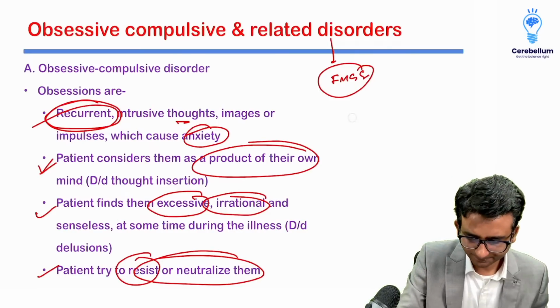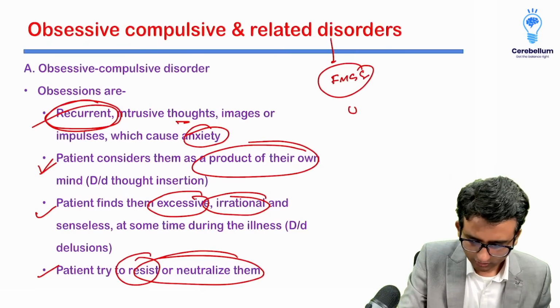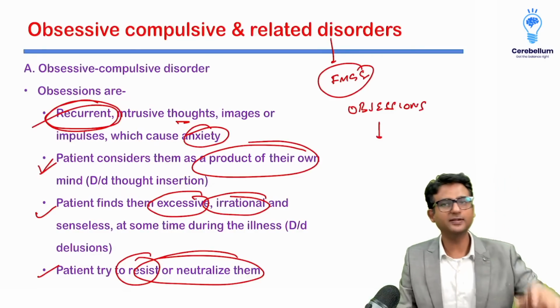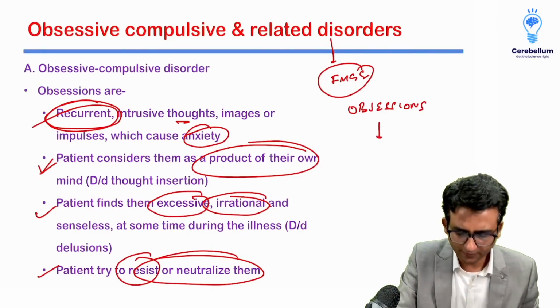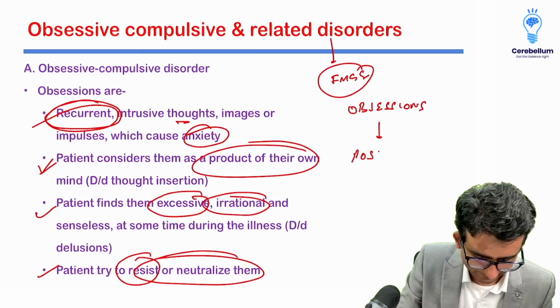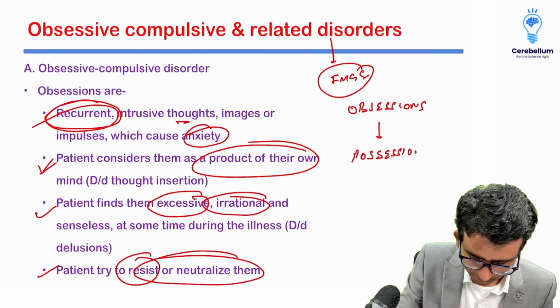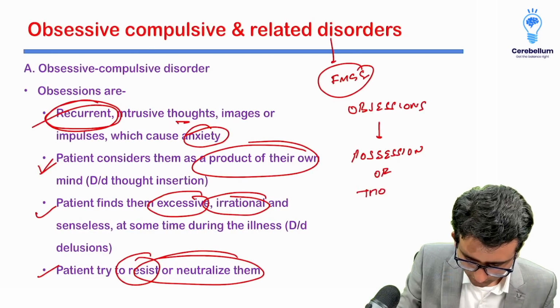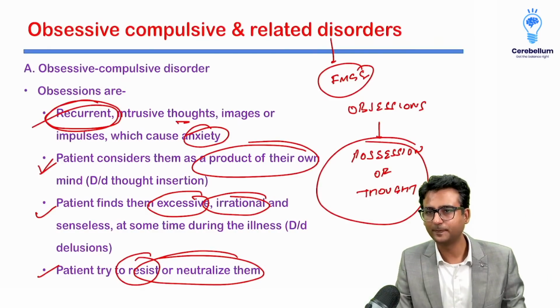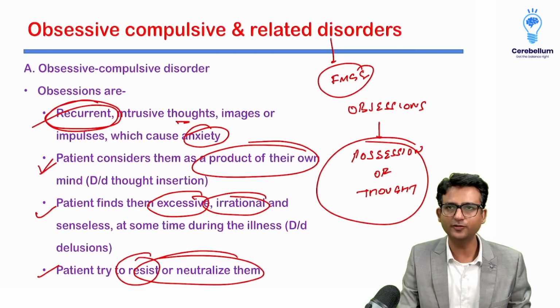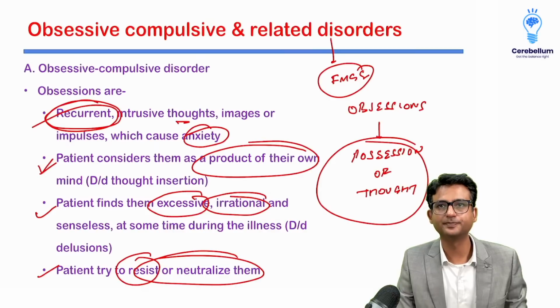One more thing to remember. We said delusion is a disorder of content of thought. Obsessions are disorders of possession of thought. Okay, obsessions are disorders of possession of thought.